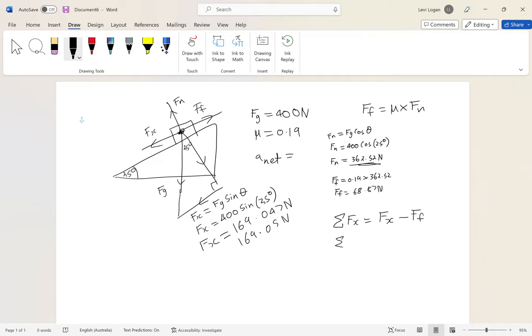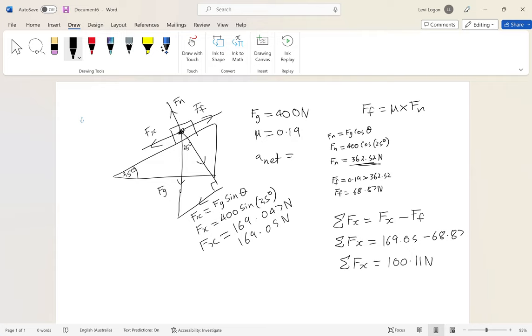So the sum of the forces down the slope is going to be equal to 169.05 minus 68.87. Therefore, the net force down the slope. So the reason I put sigma there is the sum of the forces down the slope. That's why the notation's there. So you're going to get approximately 100.11 newtons. Now, if your numbers aren't exactly the same, that's okay, because I'm doing a bit of rounding.